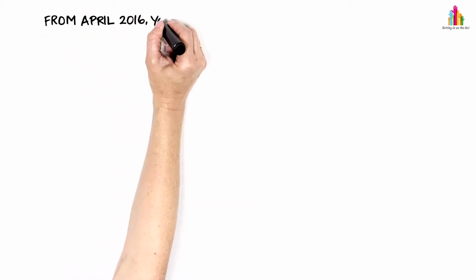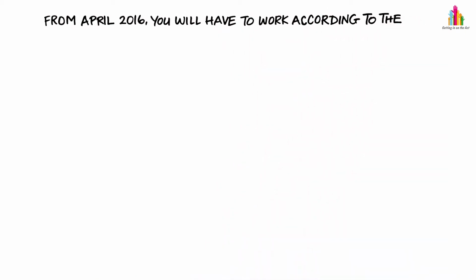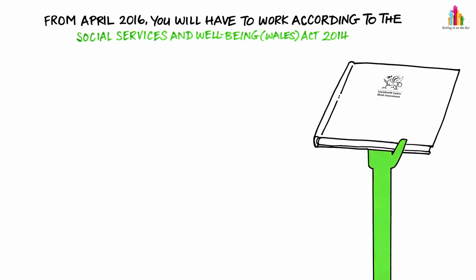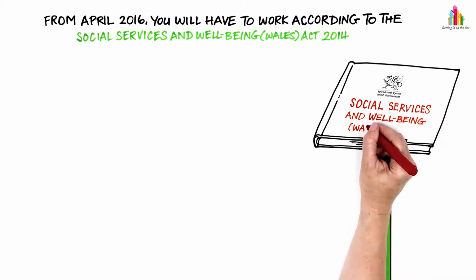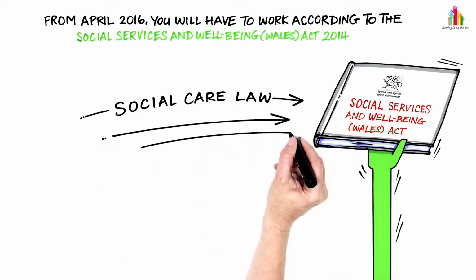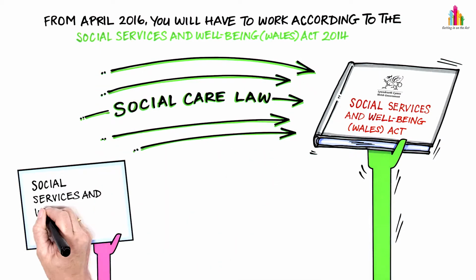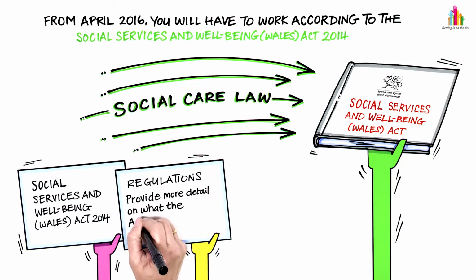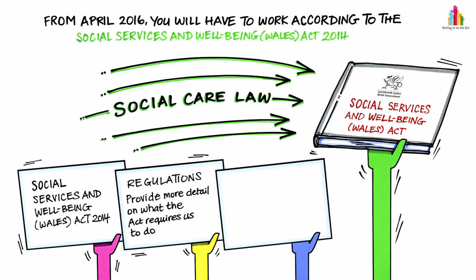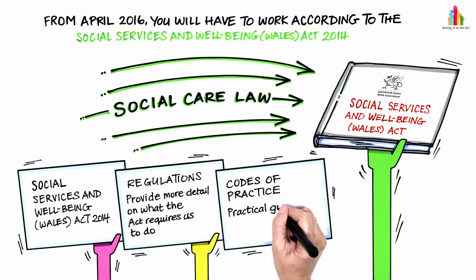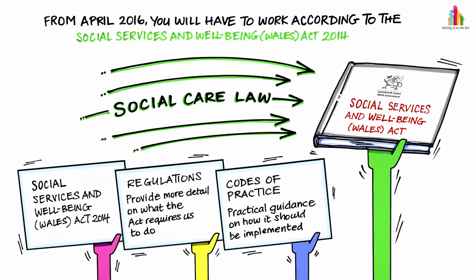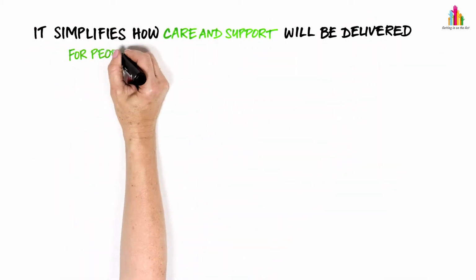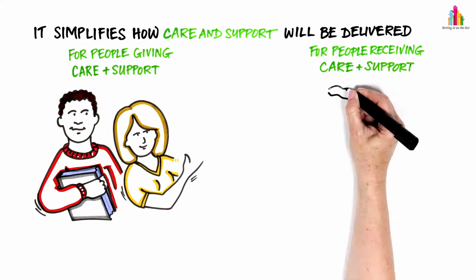From April 2016, you will have to work according to the Social Services and Wellbeing Wales Act 2014. This Act modernises and brings together different pieces of social care law. It has 3 elements: the Act, the regulations, which provide more details on what the Act requires us to do, and the codes of practice, which will give practical guidance on how it should be implemented. It simplifies how care and support will be delivered, for people giving and receiving care and support.